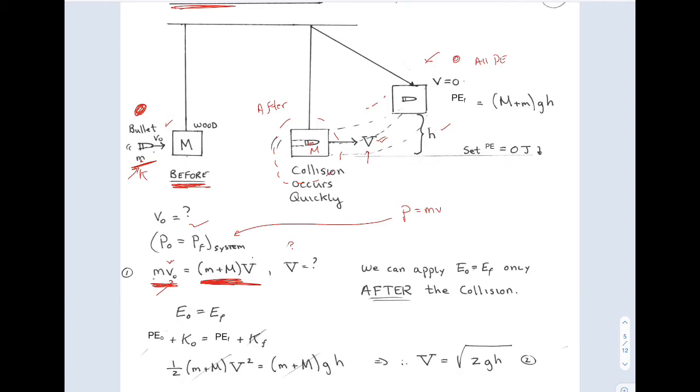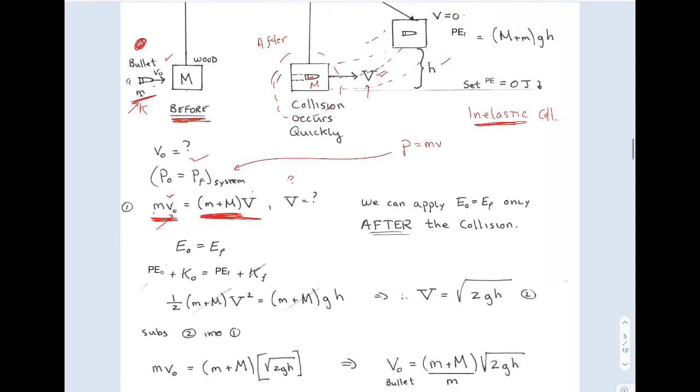But the problem is energy is not conserved for the system, because what type of collision is it? It's an inelastic collision. Now, how do we know it's inelastic? Well, because definitely these things stick together, so you could also call it a completely inelastic collision. But the reason you know it's inelastic is because you have friction.